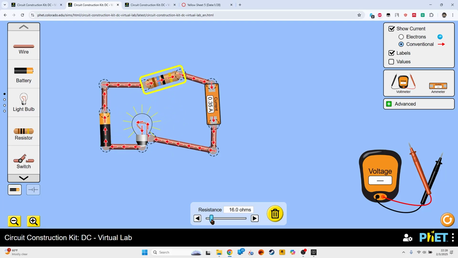As you can see, the bulb is getting dimmer and dimmer, and the current through it is getting smaller and smaller. If I increase it too much, eventually the current gets so small that almost the bulb is not lighting at all. And when the resistance is really small, the current is really big and the bulb is really bright. So that's the whole point to resistors.